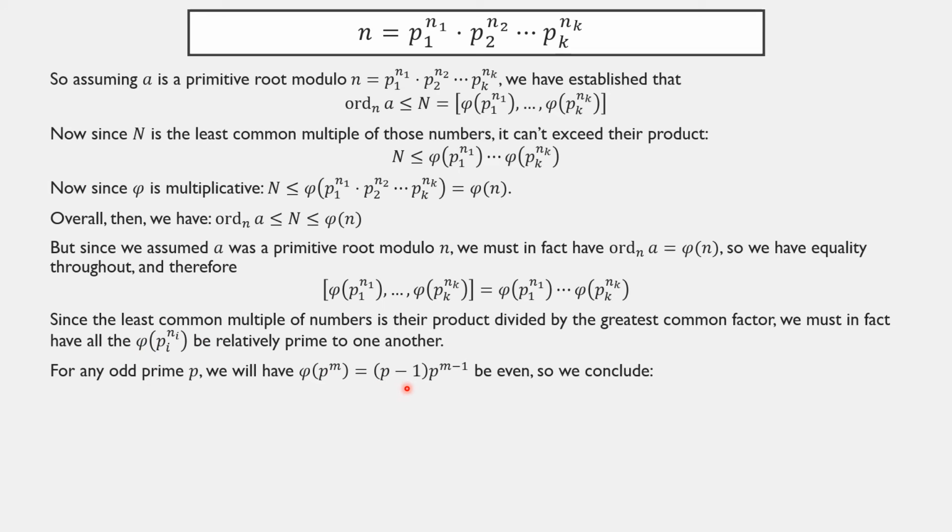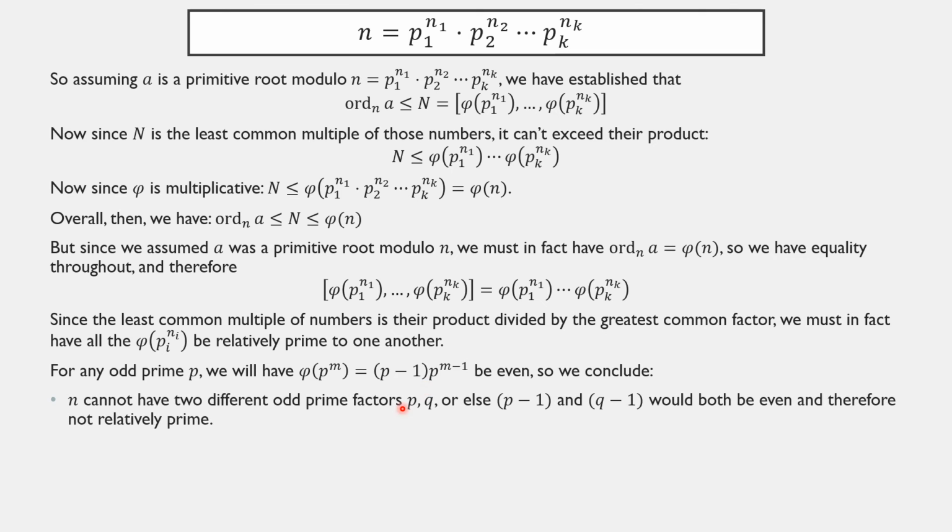I definitely can't have two of them being even. But for any odd prime, I'm going to get an even value for my totient function. So if there are two different odd prime factors, I have a problem. The two different totient function values would both be even because they'd have p minus 1 and q minus 1 as factors. But if two different totient function values fail to be relatively prime, then this least common multiple is not equal to this product, and then this order can't be as big as phi of n. So if there's a primitive root, I cannot have two odd prime factors.